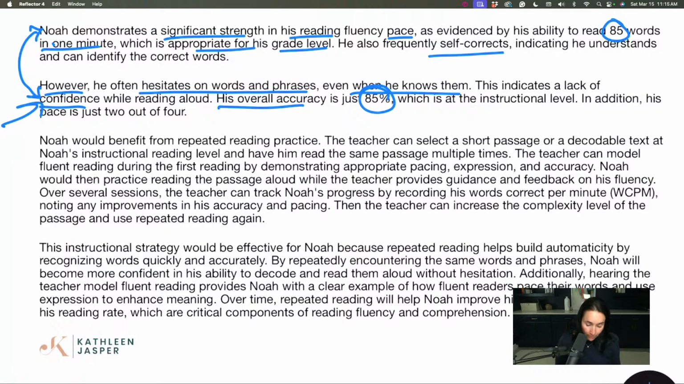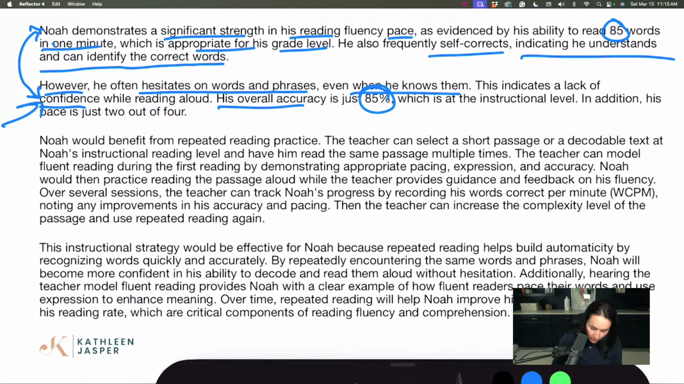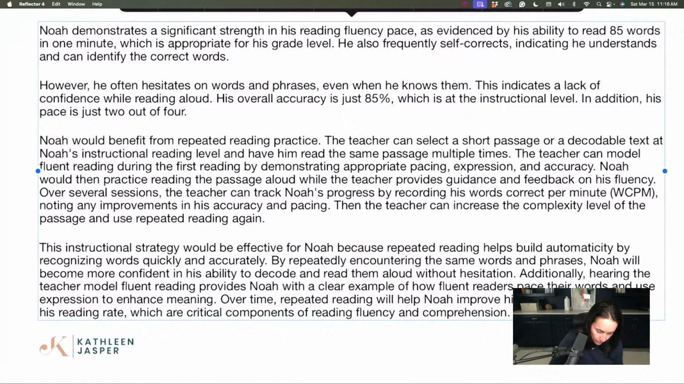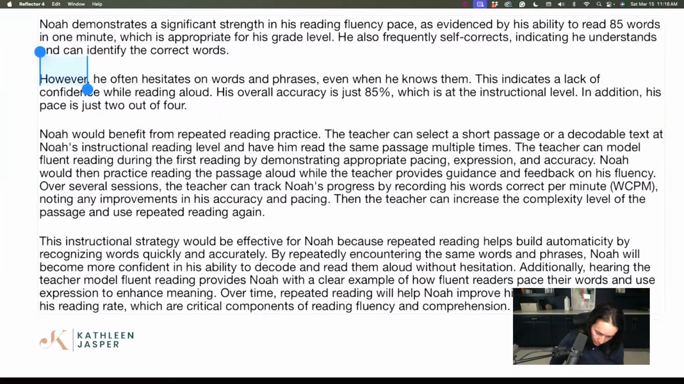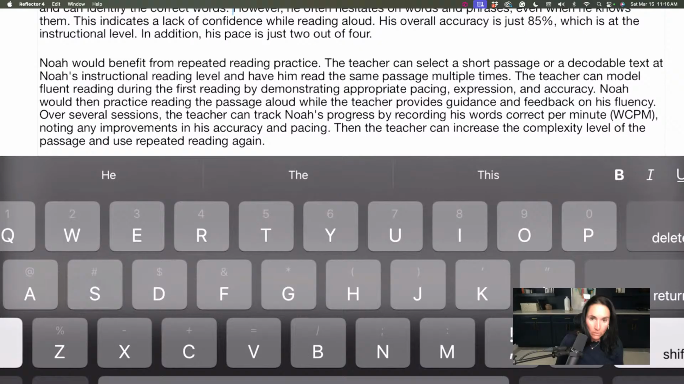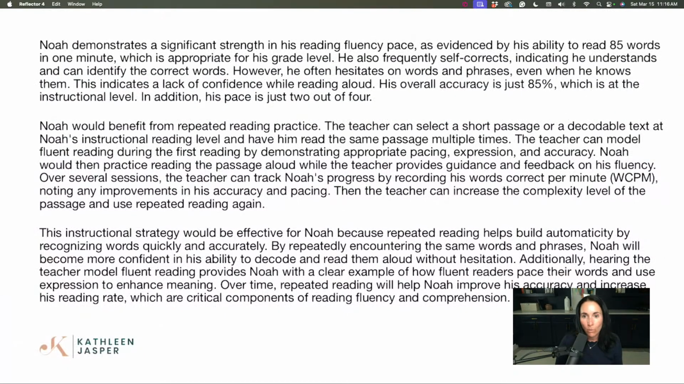All right. Now, you could combine those so that after you said indicating he understands and can identify words correctly. Let me show you. You could also do this. See how I made it 1 paragraph there? It works. And I got right into it. I didn't say he's reading, doing all this stuff. Just get to the point. Noah's strength is this. Noah's weakness is that. Okay. That's it. All right.